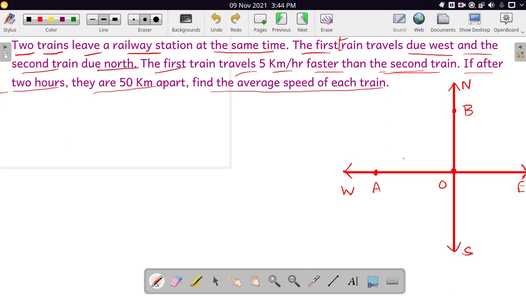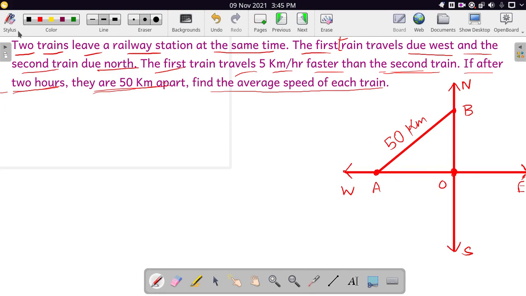It is saying that after 2 hours, they are 50 km apart. So this distance, observed after 2 hours, is 50 km. Initially both trains were here at the origin, the railway station. One has gone due north, one due west. After 2 hours, the second train is over here in the north direction, and the first train is over here in the west direction. So the diagram is done.